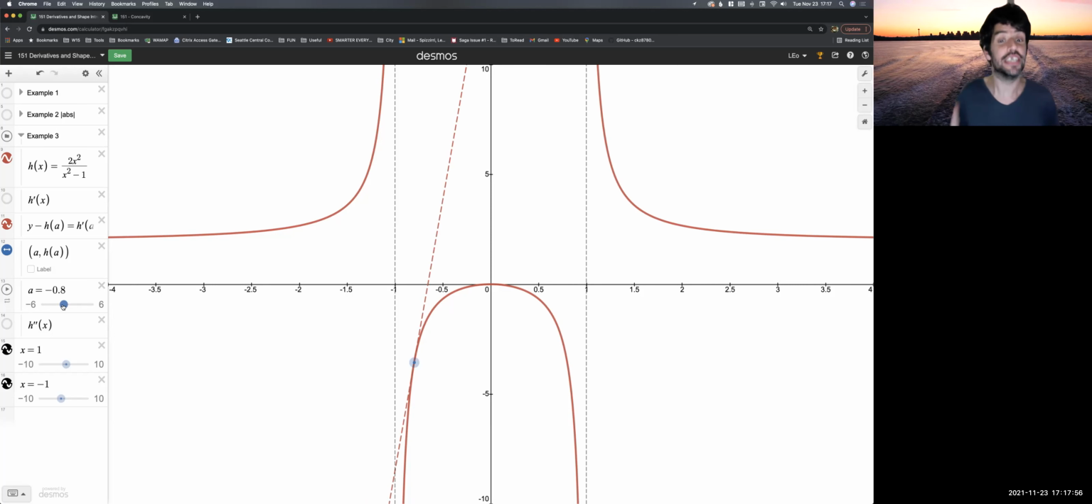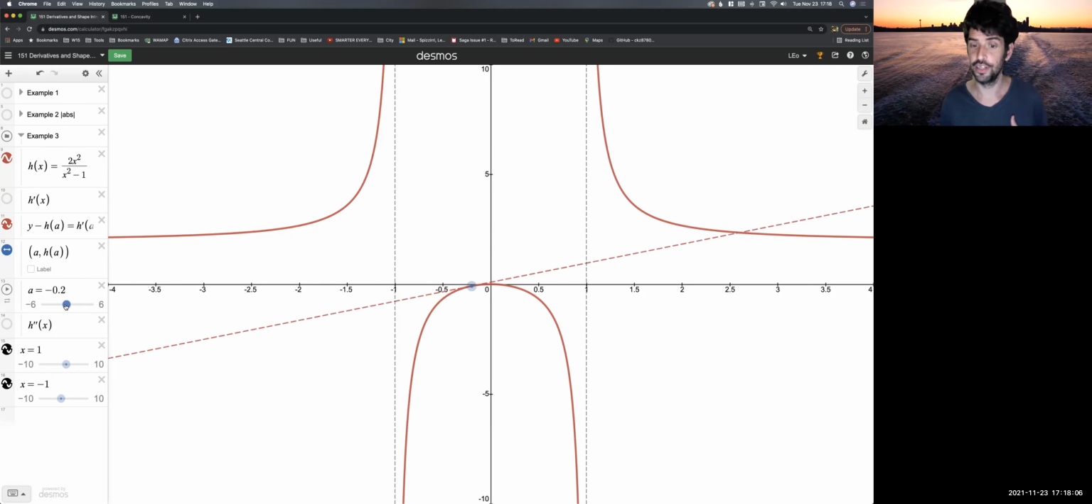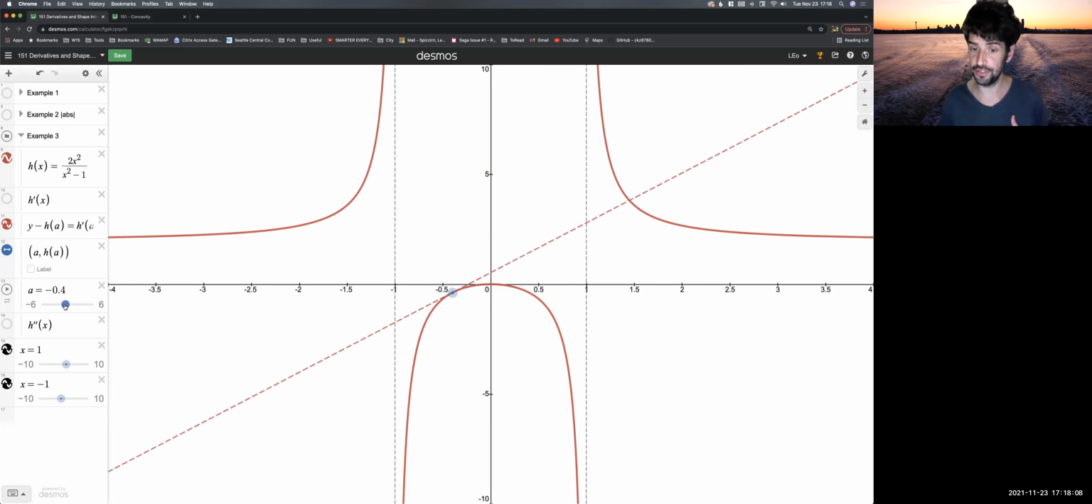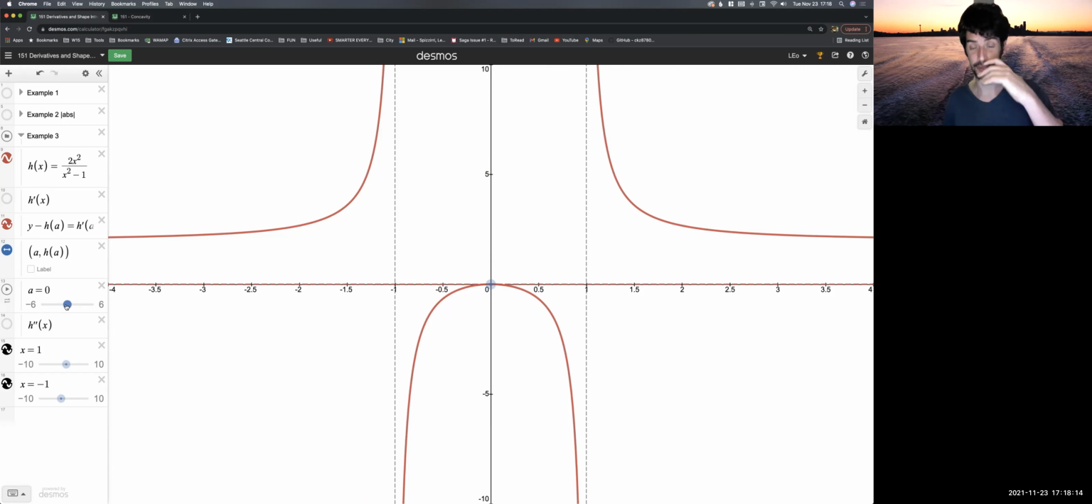My function is still increasing, right? But it's increasing in a different way. Now, the slopes of the tangent line are getting smaller. They're still positive. We're increasing, but they're getting less positive, right? By the time we make it to the top, that tangent line is horizontal, it's 0.